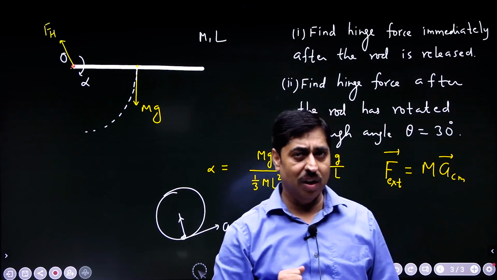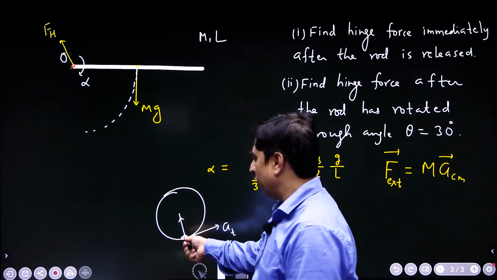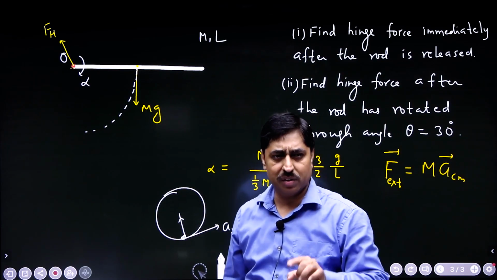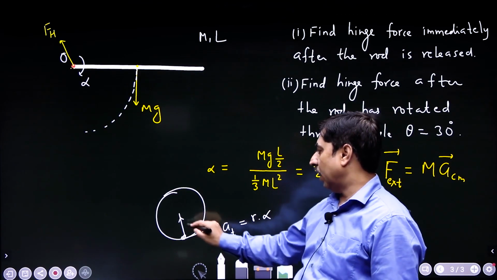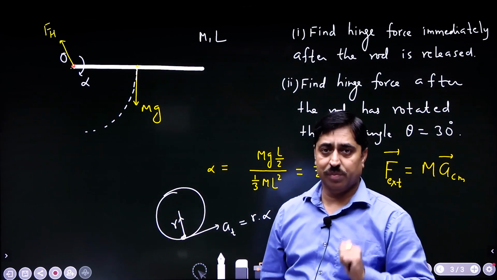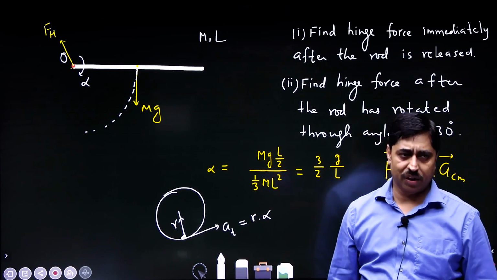If you are moving in a circle, radial acceleration will be v square by r. But immediately after I say go, there is no acceleration in this direction. Acceleration is only in tangential direction. And this tangential acceleration is actually equal to r into alpha, where r is the radius of this circular path and alpha is your angular acceleration. So, the tangential acceleration and angular acceleration are related through this relation.